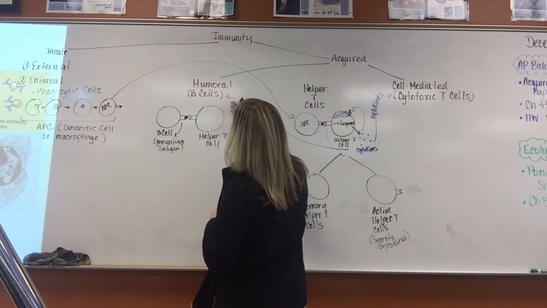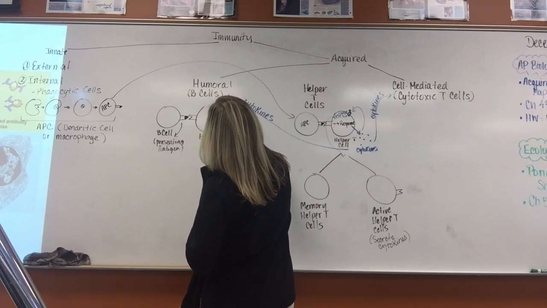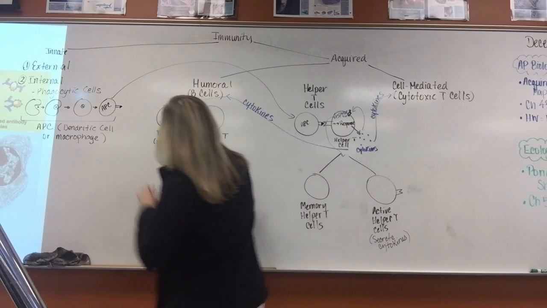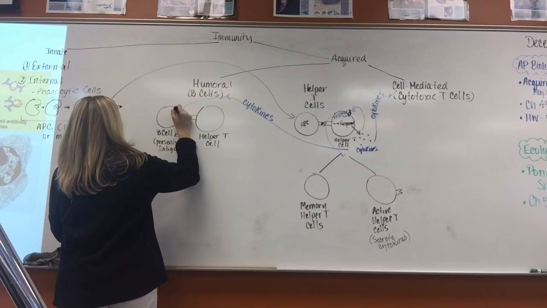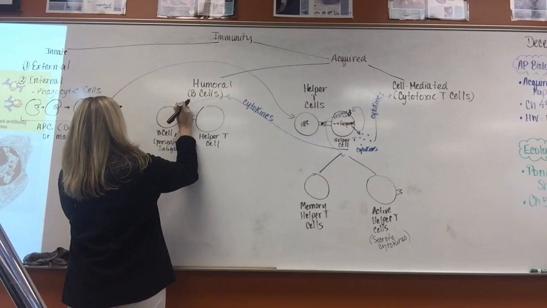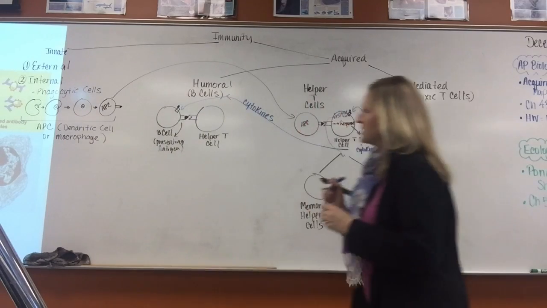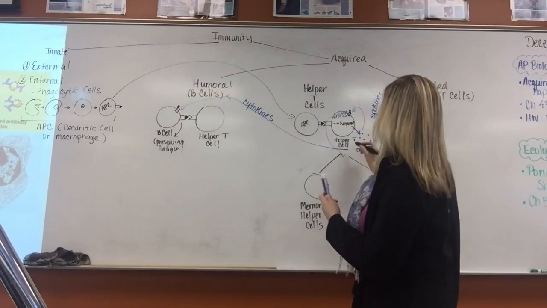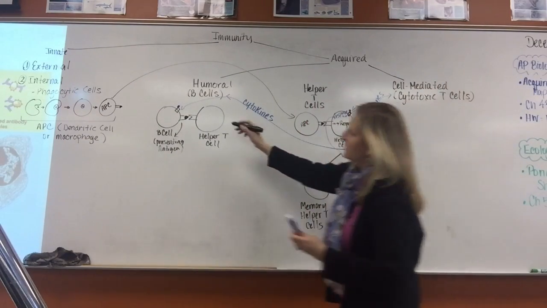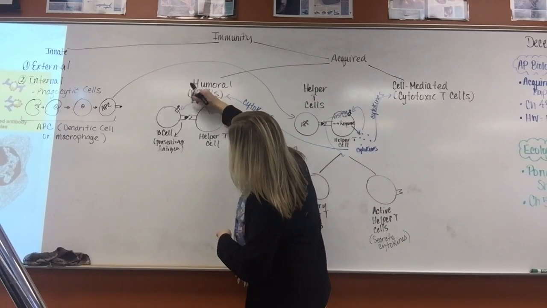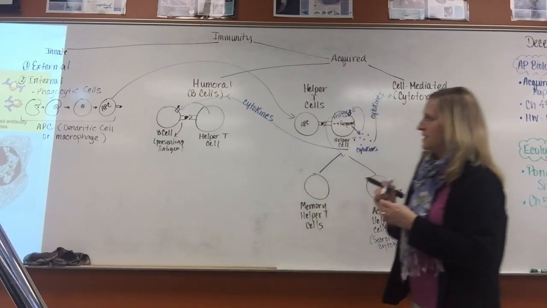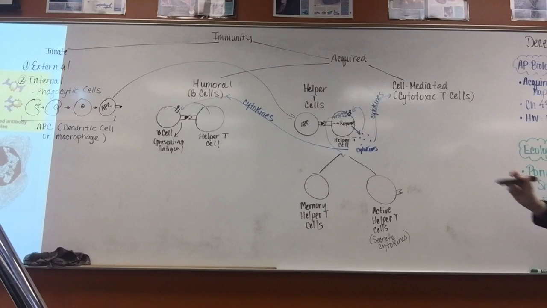So these cytokines right here, we can say that these cytokines are binding to the B cell. Blue here, binding to the B cell. And realistically, I drew here from the helper T cell. It's really going to be coming from this helper T cell. All right, the cytokines.